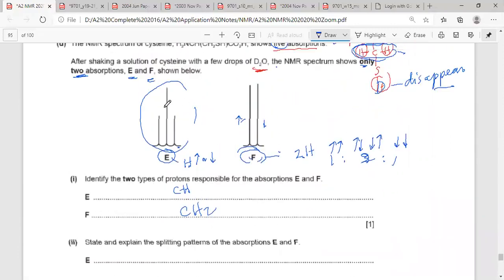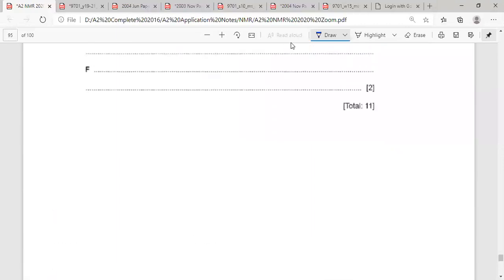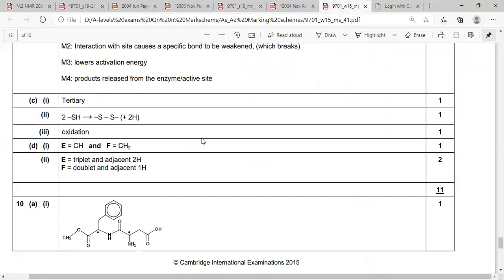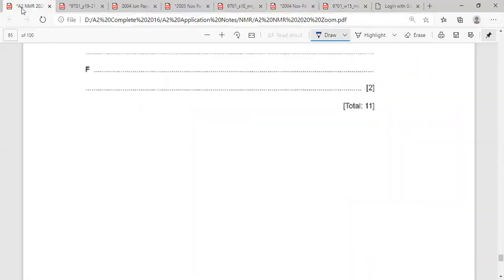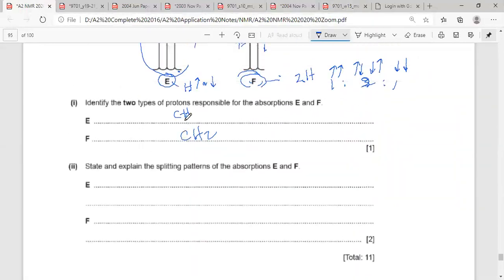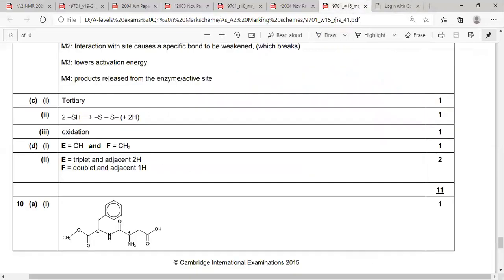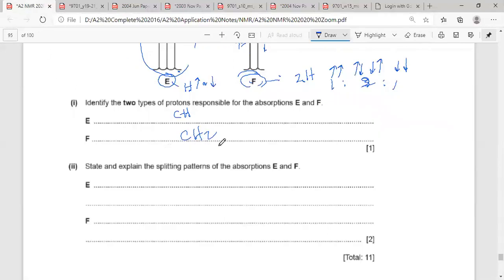This is 15 November, last one. E is CH3. Sorry, E is CH, and F is CH2. Now how do you answer about the splitting part?